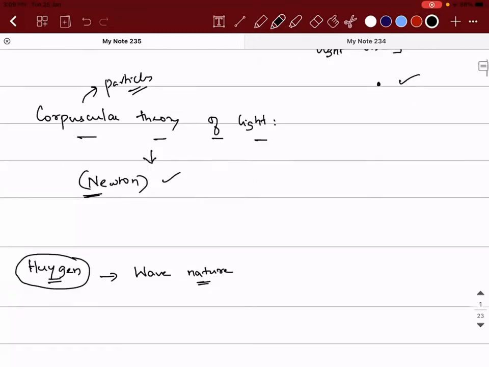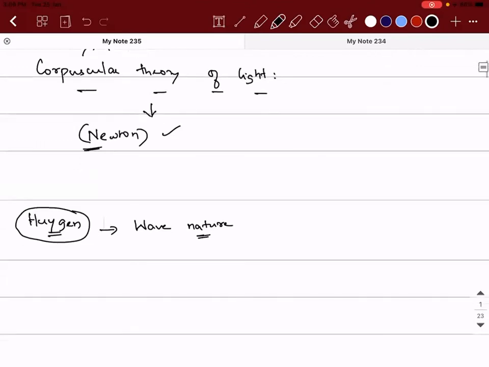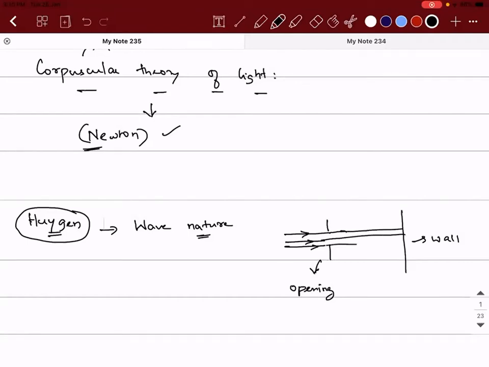Now the concept is, where did he get this idea from? Listen to this. Suppose there is a small opening and there is a wall. Let's say this is the opening of a room and this is a wall. Now if light rays are falling on this, had light been of particle nature, then what should have happened to all these particles? They would have gone and fallen on the wall, means only this part of the wall would have been visible.